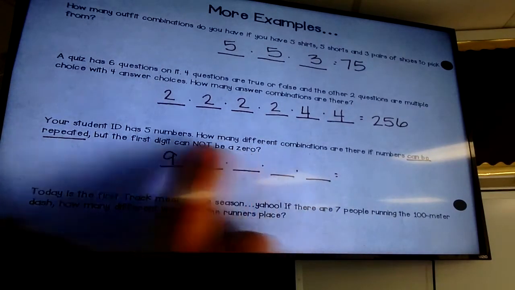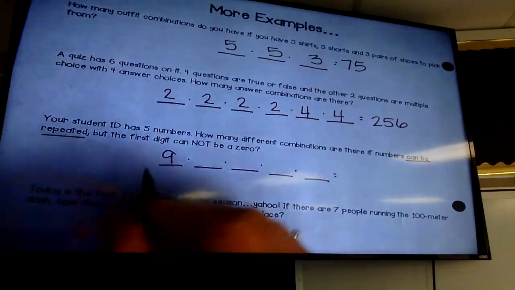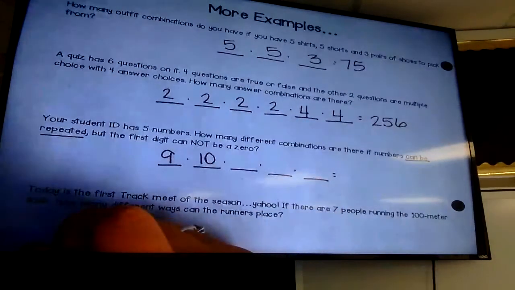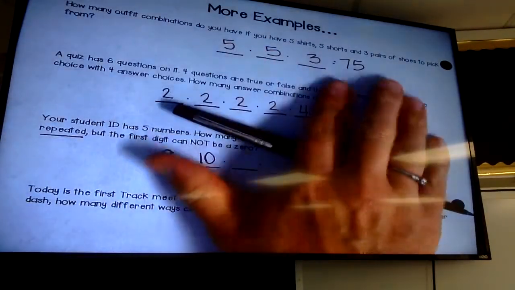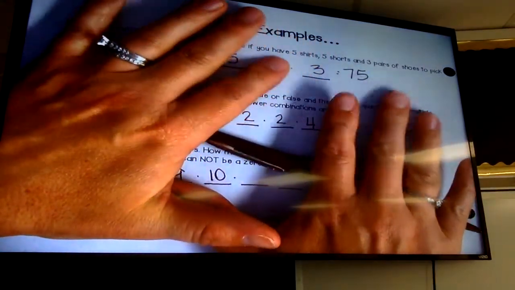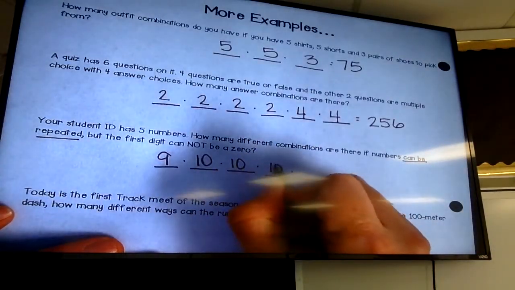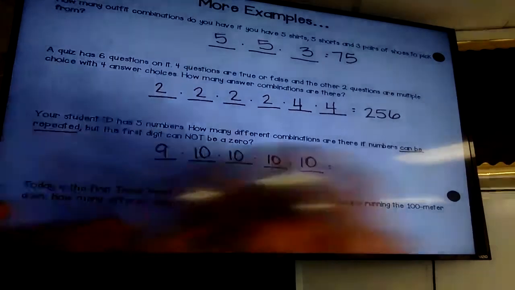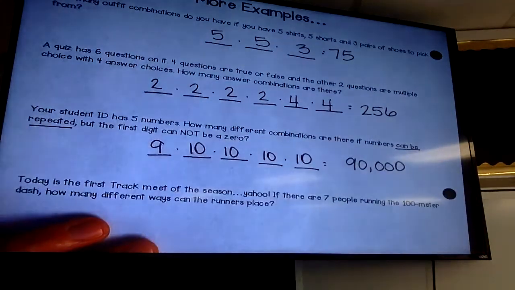They can be a 0. It says only the first digit cannot be a 0, but the rest of them can be. So now I don't have 9 options. Now I would have 10 options because now I'm going to include the number 0 also. So now it's 0, 1, 2, 3, 4, 5, 6, 7, 8, 9 are my digits that I can use. That's 10 numbers. That would be the same for all of the rest of them. So how many different student IDs are there? If I multiply these together, I find out there's 90,000 different student IDs.